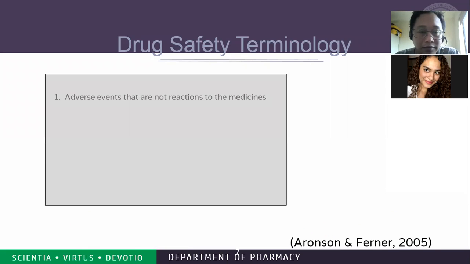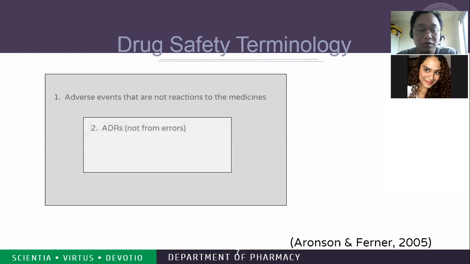And then there are adverse events. So adverse events are kind of adverse reactions that are not reactions to the medicines. We have adverse events here, and then inside the adverse events, there are adverse drug reactions. So an adverse event may be related to the medicines. And ADRs are not from errors.